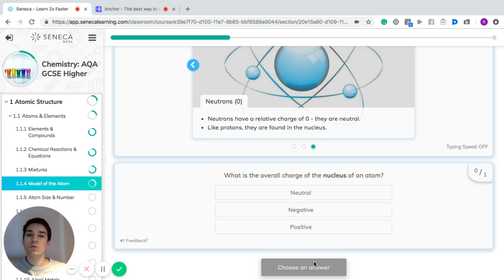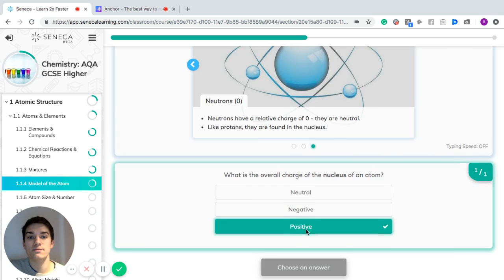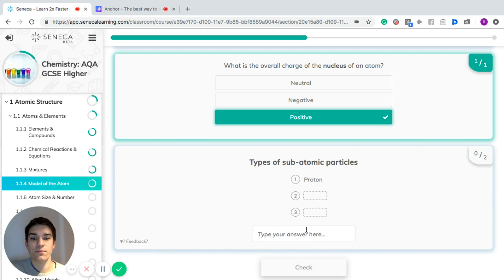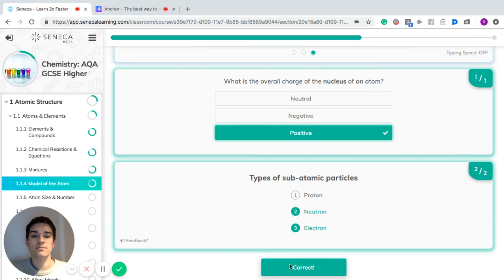So just to recap that, what is the overall charge of the nucleus of an atom? Now remember, it's got positive protons in there, and it's got neutrons in there, which have no charge. So overall, the nucleus will be positively charged. How many different subatomic particles are there in an atom? Now remember, there's protons, electrons, and neutrons. So there are 3.